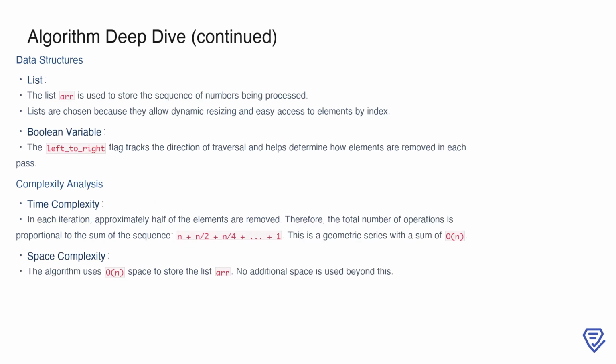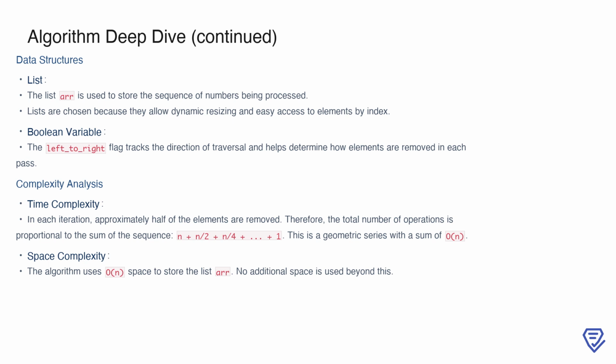To implement this solution, we primarily rely on two data structures. The first is the list ARR, which stores the sequence of numbers being processed. Lists are particularly suited for this task because they allow dynamic resizing and provide efficient access to elements by index. The second is the Boolean variable left_to_right, which tracks the direction of traversal during each pass. Together, these structures enable the simulation of the elimination process.